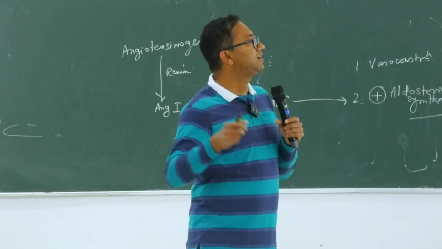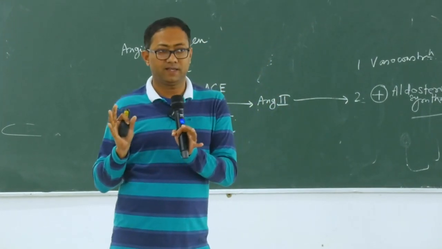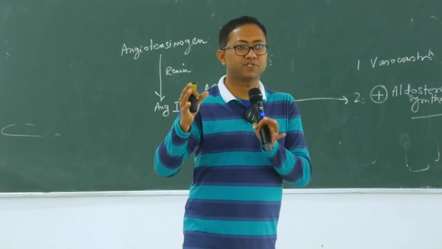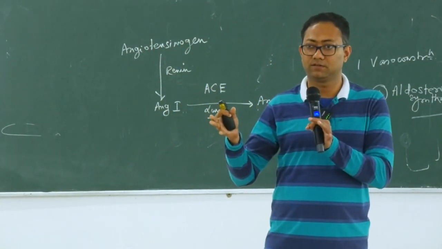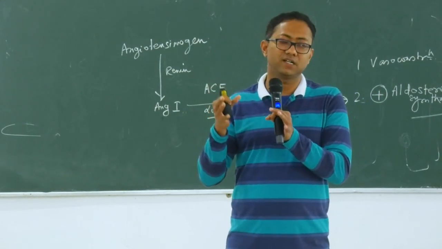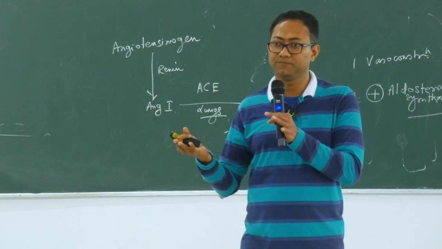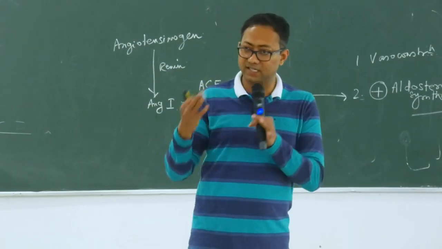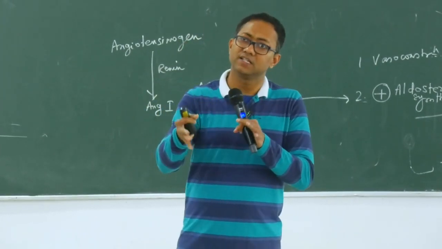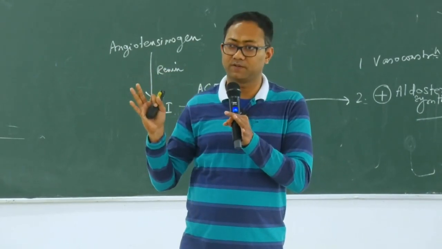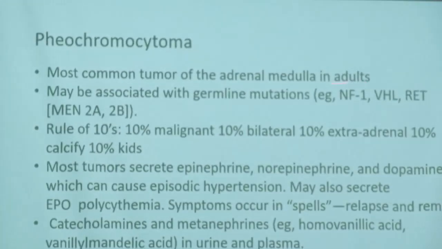So, pheochromocytoma is a tumor of the adrenal medulla, and you know the adrenal medulla is responsible for secretion of epinephrine and norepinephrine, right. Now, when there is a tumor in the adrenal medulla, it will definitely increase the amount of epinephrine and norepinephrine in your blood. It is the most common tumor in the adult, and in children, a similar tumor is called neuroblastoma, right. Okay, so it is the most common adrenal medulla tumor in adults.